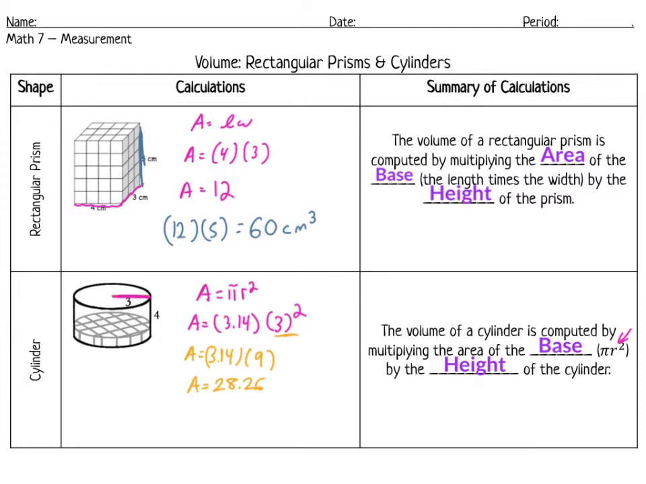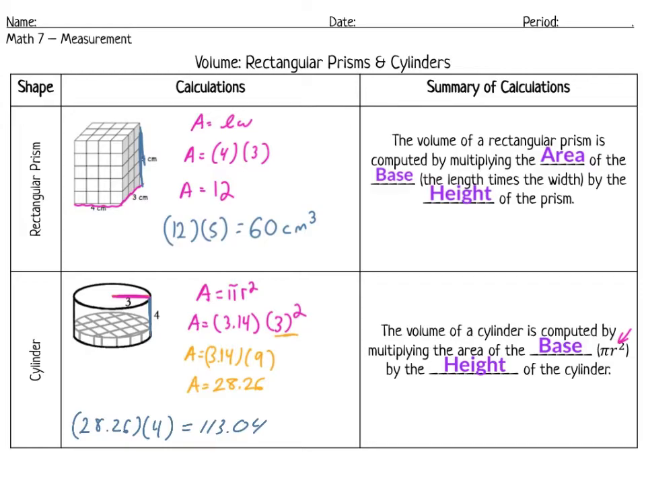28.26. So now that we have our area, we need to multiply that times our height, just like we did last time, base times height. So our height here is going to be 4. So we're going to take our 28.26 and we're going to multiply that times 4 because that is our height. So 28.26 times 4 is going to give me 113.04. Now again, I need to label this, but they didn't tell us whether it's inches, feet, centimeters.